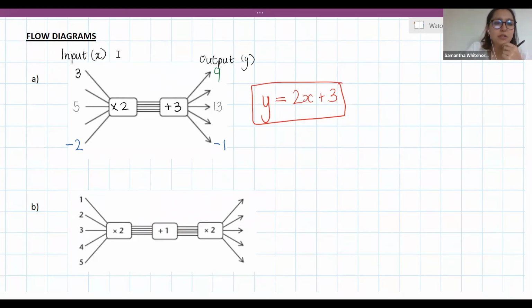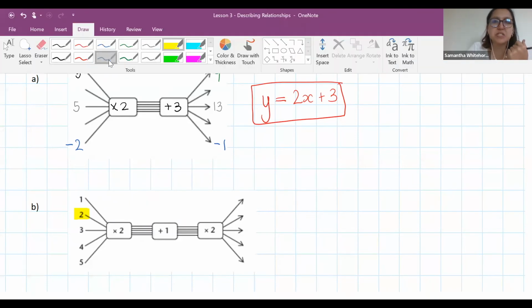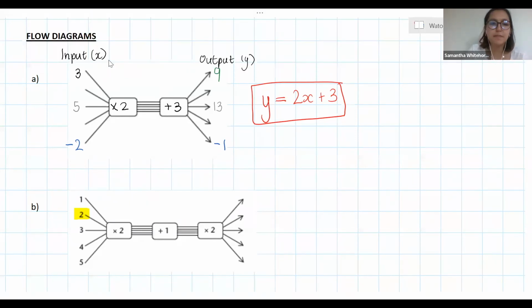Right. Again, I don't think we need to do this entire thing, but let's do some. Who wants to tell me what the output is in the second flow diagram when I'm using an input of 2? Manintle, do you want to tell me? The answer is 6. Okay, double check. 2 times 2 is 4. 4 plus 1 is 5. Then times 2 is 10. Good, well done.